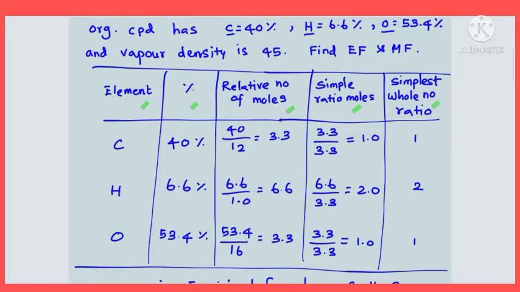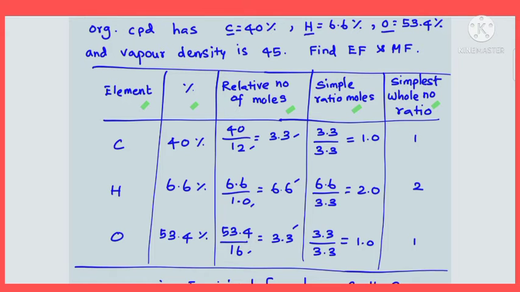For the third column, you have to find the relative number of moles. For that, the percentage of every element has to be divided by its own atomic mass. 40 divided by the atomic mass of carbon, 12. 6.6 divided by the atomic mass of hydrogen, 1. Oxygen percentage 53.4 divided by its atomic mass, 16. So now we are getting 3.3, 6.6, 3.3. This is the relative number of moles.